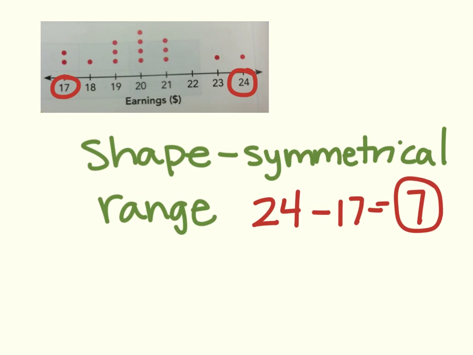If we were going to describe this dot plot in words, it would sound something like this. The babysitters in this group typically earn between $19 and $21 a week, but their earnings range from $17 to $24. All of that is shown in the graph. Let's do another example.